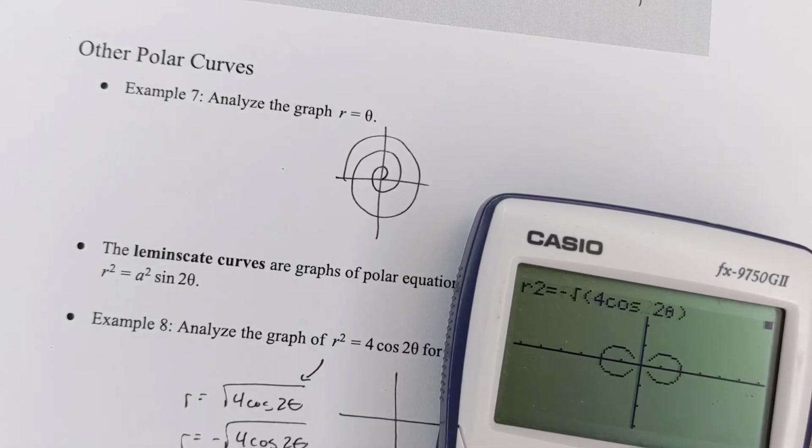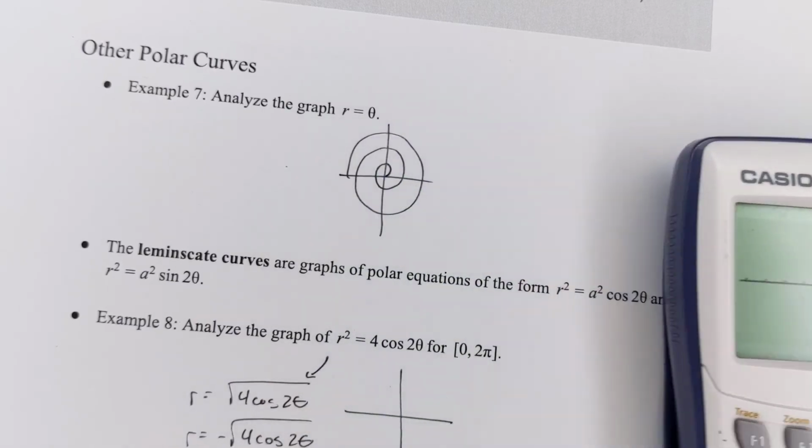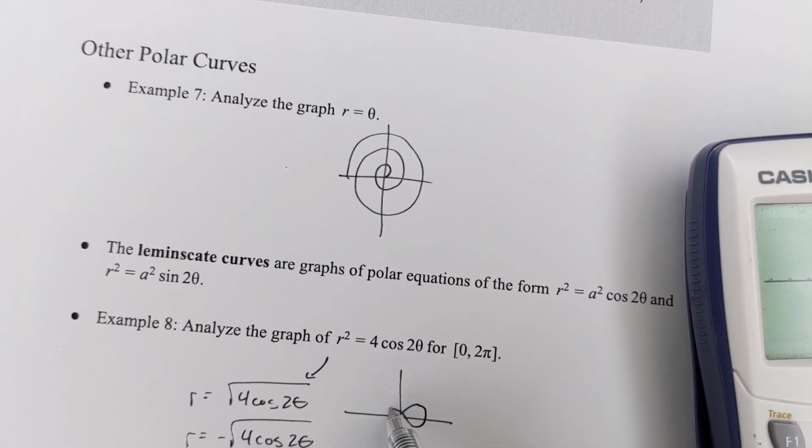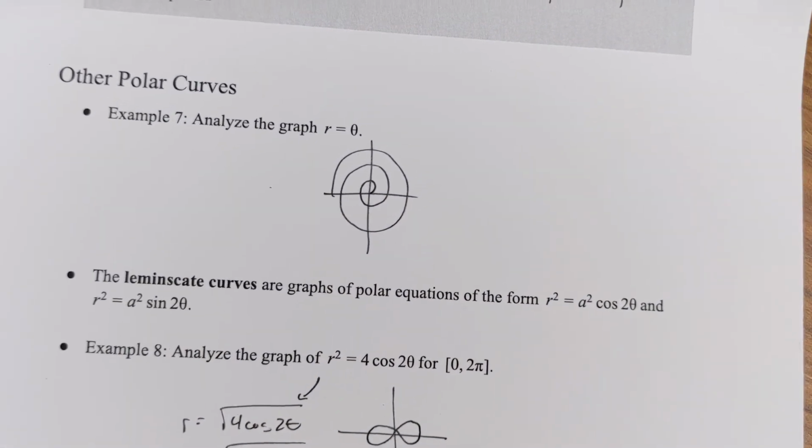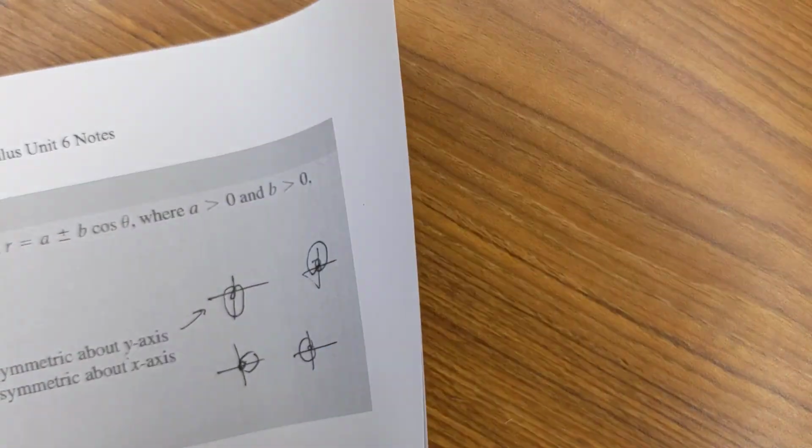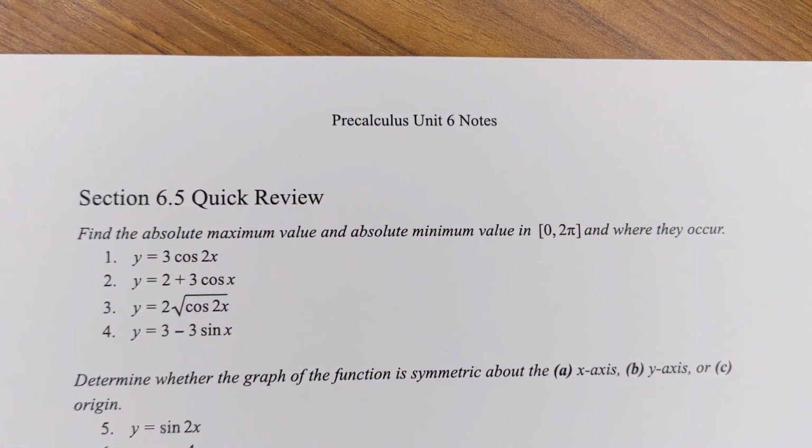So there you go. Now, these Casios do not like it, but it does close in the center. So it is an infinity loop looking thing. All right, and that looks like the end of the section.